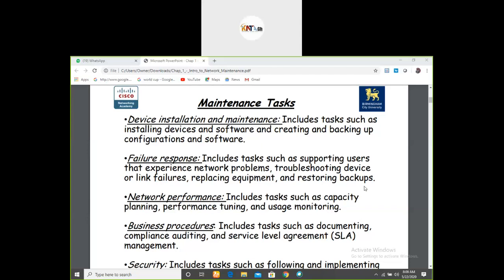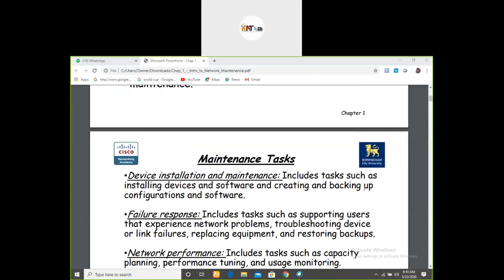Now, maintenance task. What is a task? A task is any assigned duty or a piece of work to be done or undertaken. That's the task. So, what are the pieces of work that must be done, or what are the assignments that one will have to do in the maintenance of computer networks?